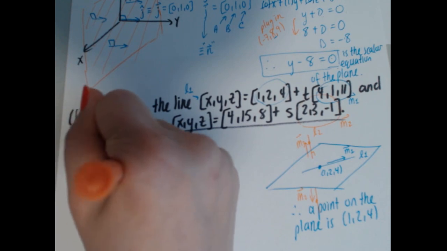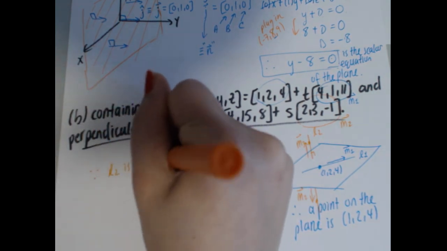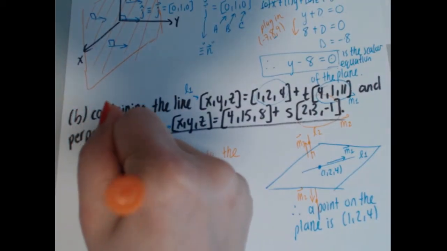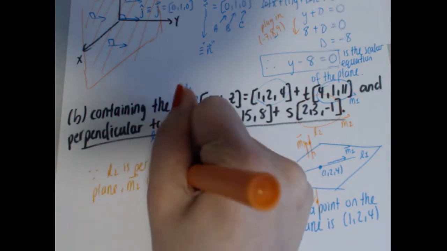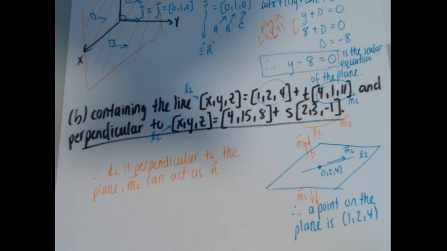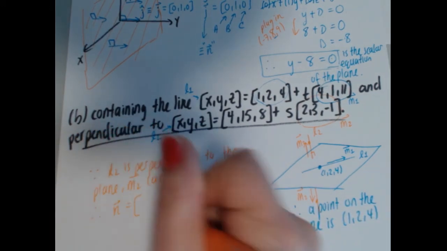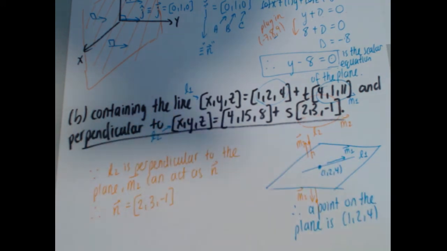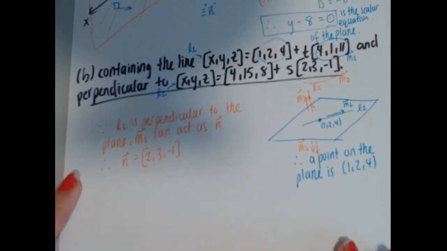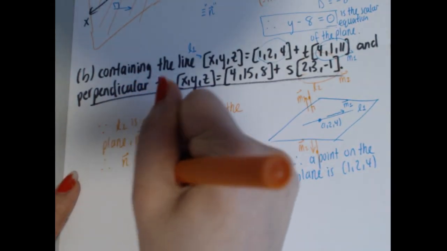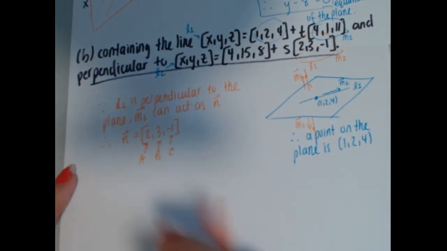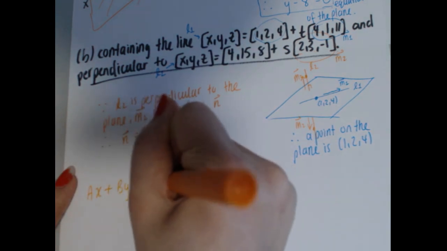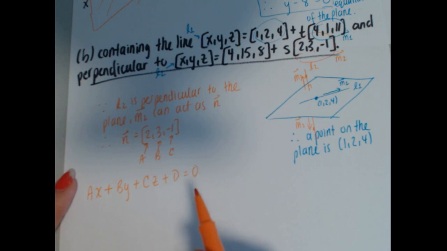So since L2 is perpendicular to the plane, M2 can act as n, which is the normal vector. So therefore n, we can just call it this, 2, 3, -1. All right, so once you have your normal vector, you know the values of a, b, and c for the scalar equation of your plane. So we know that the scalar equation of the plane is ax plus by plus cz plus d is equal to 0. So there it is. Always state that first.